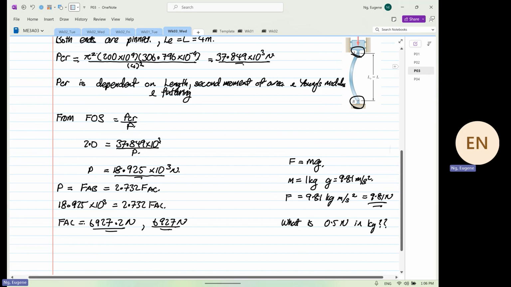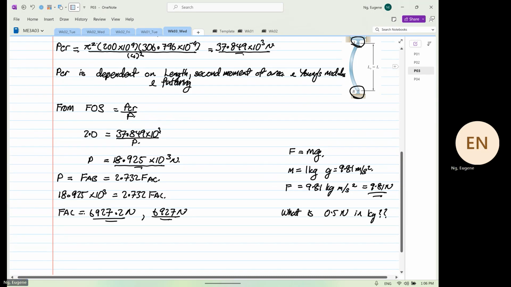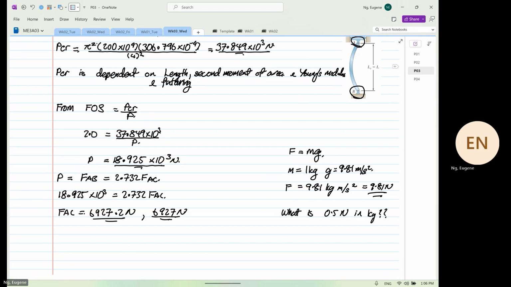Can someone tell me what is 0.5 Newton in kilogram? How many kilogram? So 0.5 is equal to m multiplied by 9.81. The mass will be equal to what? 0.051 kilogram. Can someone give me a feel of what is 0.051 kilogram?